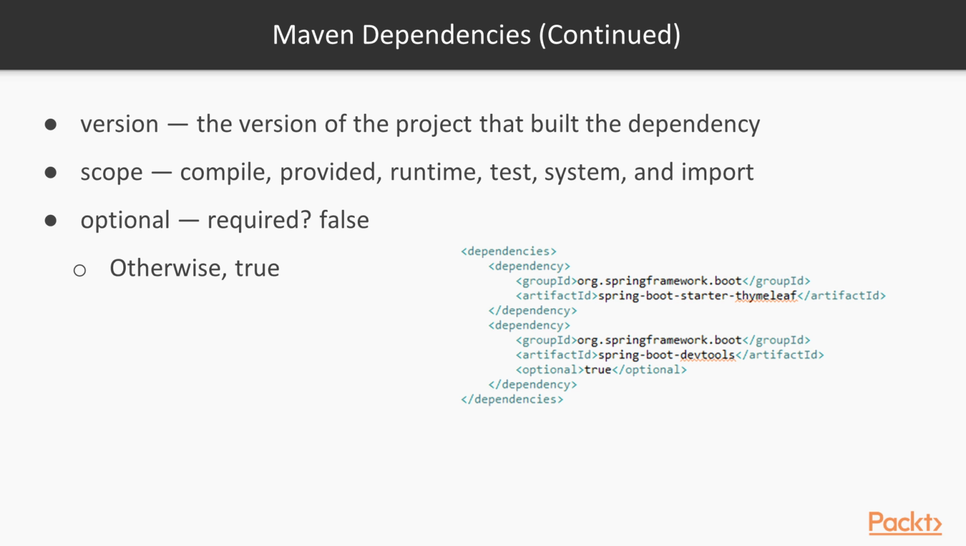Optional is kind of self-explanatory here. If it's required, make optional false. Otherwise, if it's not required, make optional true. So that's the dependency section of a POM file. Just a couple more to go.